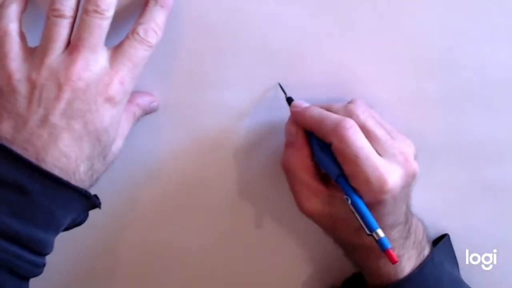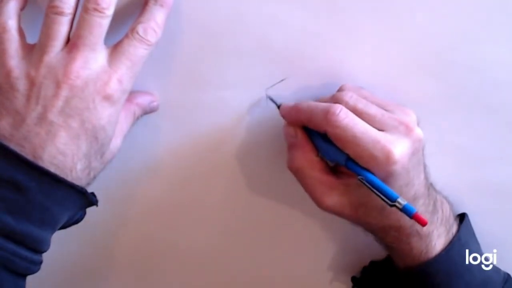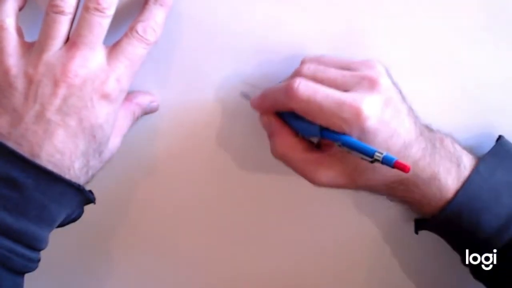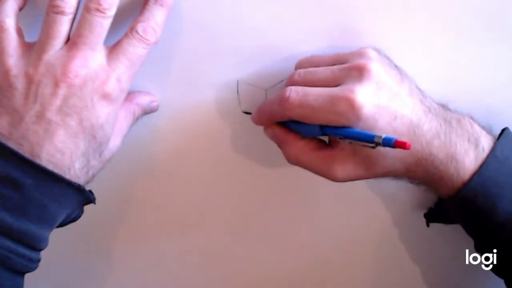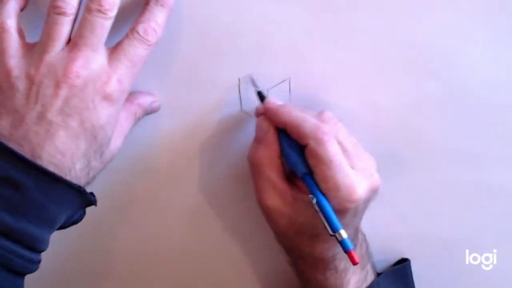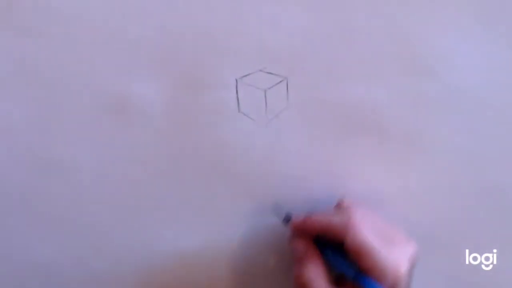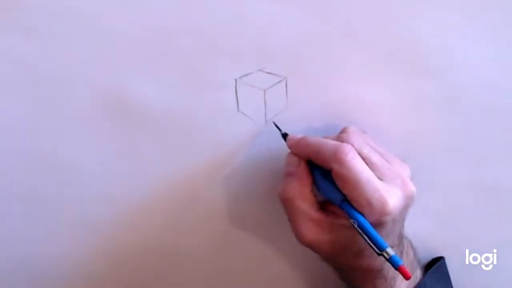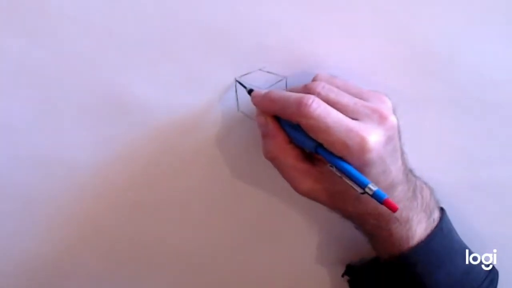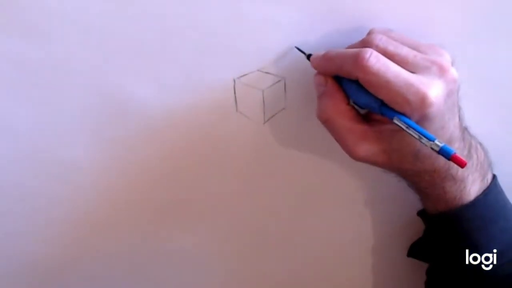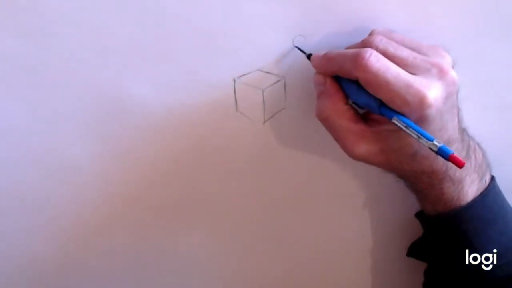Beginning shading. Here we go. Okay, first shape that we're going to start trying to shade is a cube. So, starting with just straight values, okay?